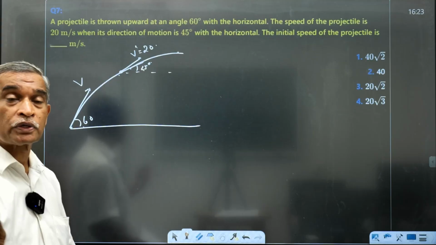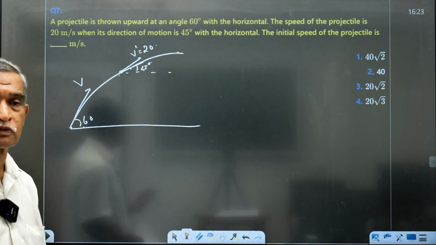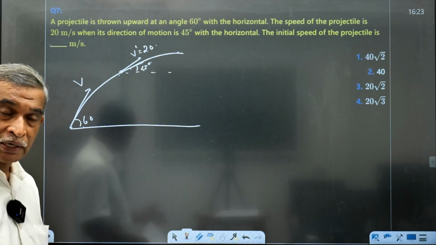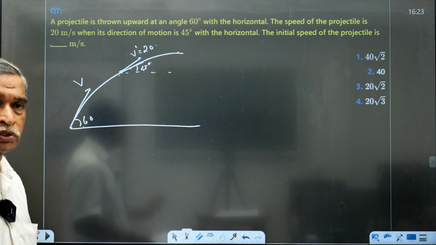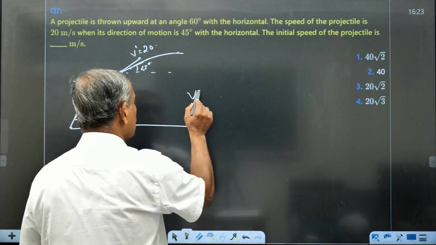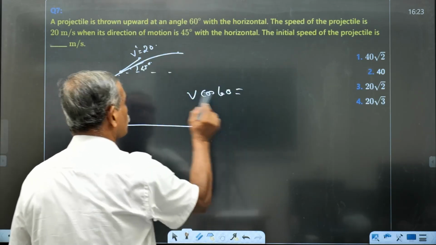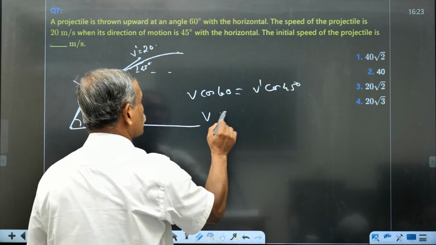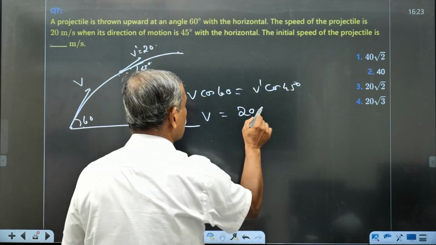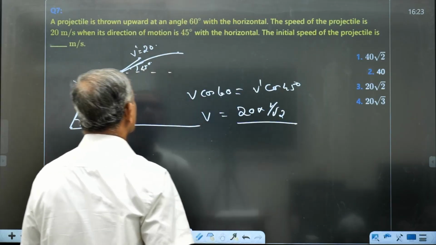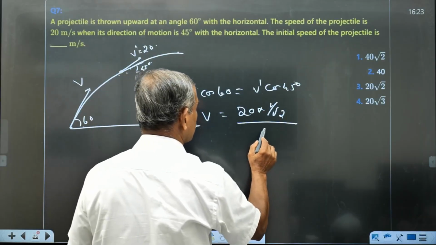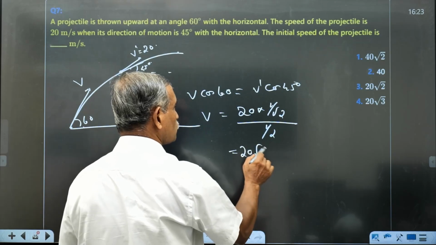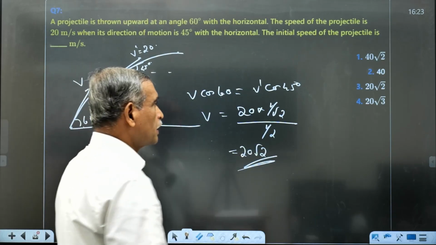You know that for a projectile, anywhere during its flight, throughout the flight, the horizontal component of velocity is the same. Therefore, we can write v cos 60 is equal to v dash cos 45, and v dash is 20. Cos 45 is 1 by root 2, and cos 60 is equal to 1 by 2. So v is equal to 20 root 2 meters per second.